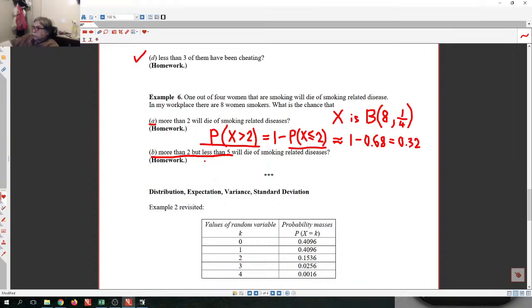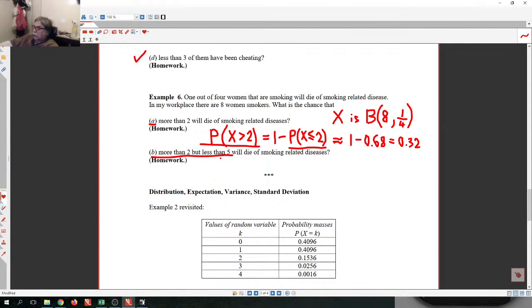More than 2 but less than 5: there will be 3 and 4. You can do it that way, but I'm going to show you how you calculate this by using a calculator, so you can calculate separately yourself. More than 2, less than 5, that's 3 or 4. The probability mass at 3 plus the probability mass at 4, add it up, that's what you're looking for.